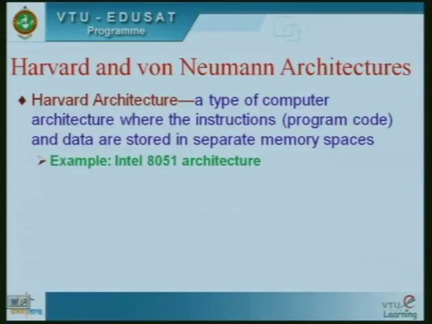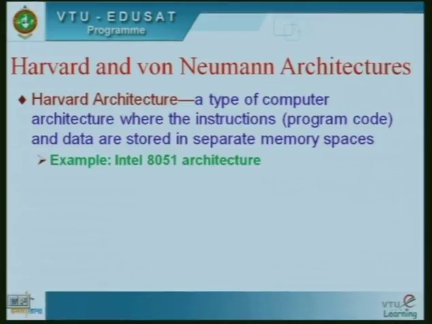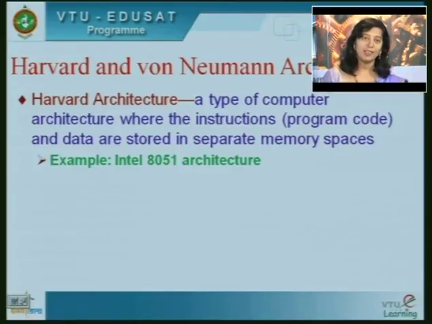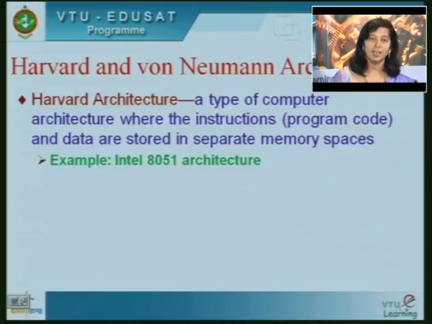Harvard University came up with this architecture, hence the name. It is a type of architecture where the instructions, or the program code, and the data are stored in two different memory locations. So you have a separate instruction memory, a separate program memory, both stored differently, and 8051 follows the Harvard architecture.